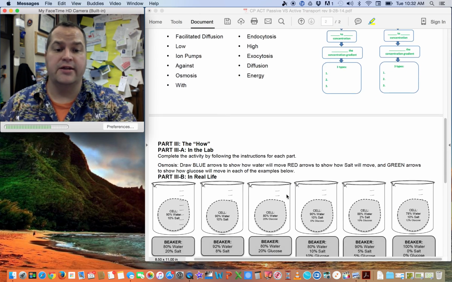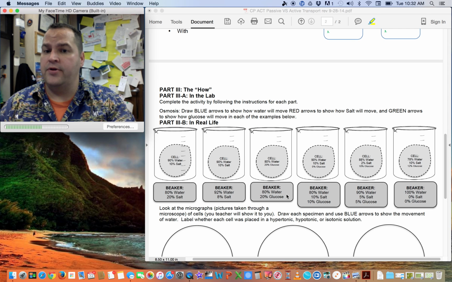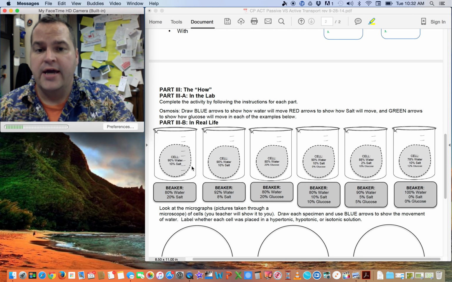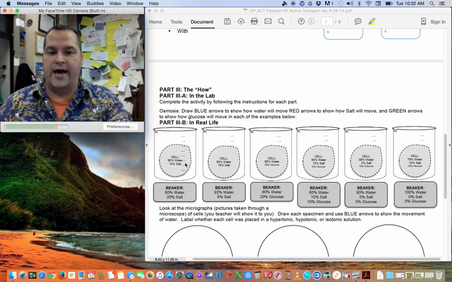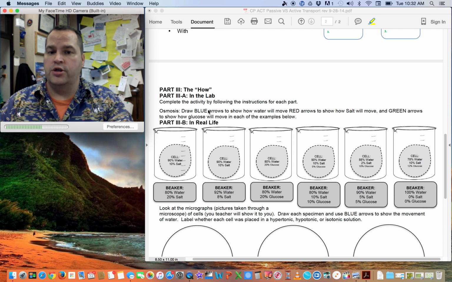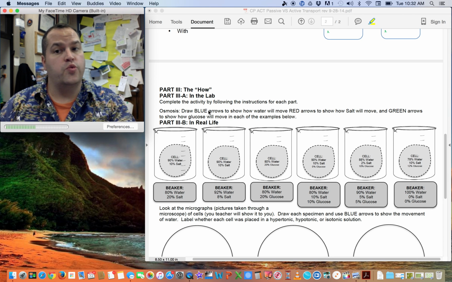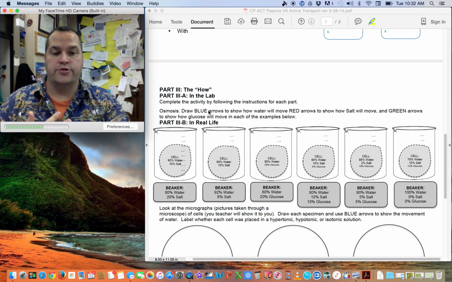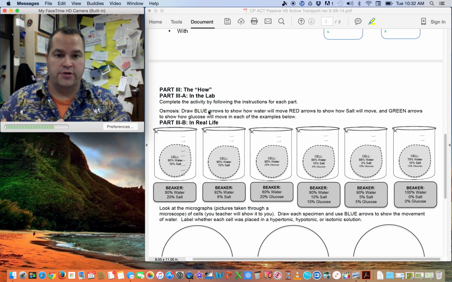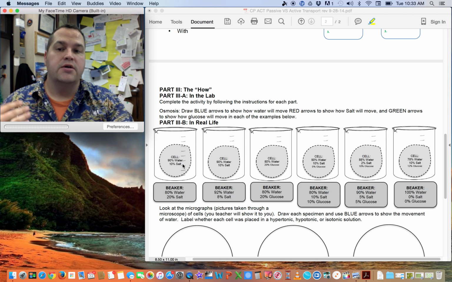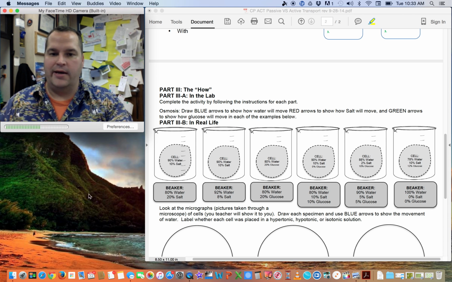This is where things get a little bumpy, and I happen to know that there are questions like this on the test, so I wanted to give us as much practice as possible. What you have here, similar to our dialysis lab, are little cells inside a liquid. What you're going to do is use blue arrows to show which direction the concentration gradient is for water, so what direction water is going to move, red arrows for salt, and green arrows for glucose. And you'll notice some of them don't have glucose, some of them do, so just keep that in mind.